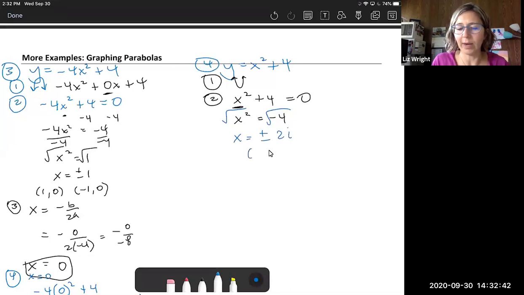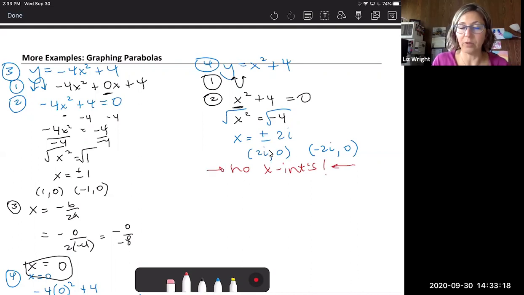So if we were going to graph that, it would be 2i, 0, negative 2i, 0. Now go and graph that. Wait a second. We can't graph those on our two-dimensional plane. So what does that mean? What conclusion do we need to write in here? The conclusion that you need to write is that we have no x-intercepts. Does that mean we can't graph it? No, it does not. It means we just keep going. So we just don't have any x-intercepts, so you need to draw that conclusion, write it in there, and we just keep going.